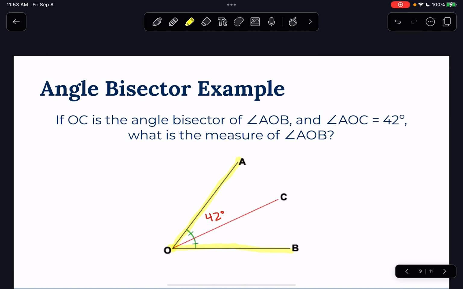Well, now we know by the definition of an angle bisector that if AOC is 42 degrees, COB also has to be 42 degrees. So to find AOB, we just need to add those two together to find the entire angle. Remember, piece plus piece equals the whole. We add those two pieces together. We get that the entire angle is 84 degrees.